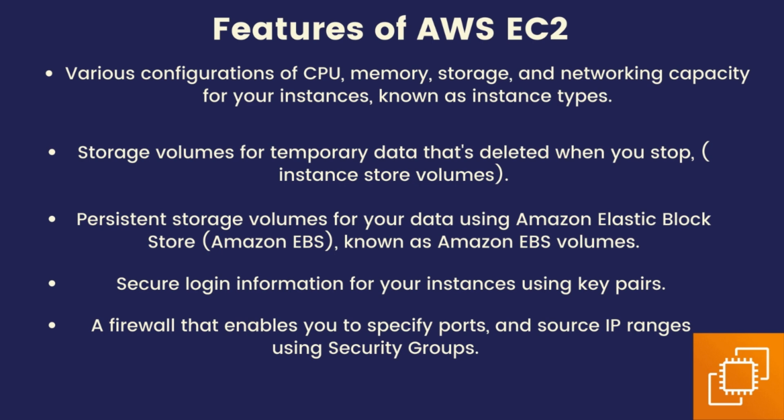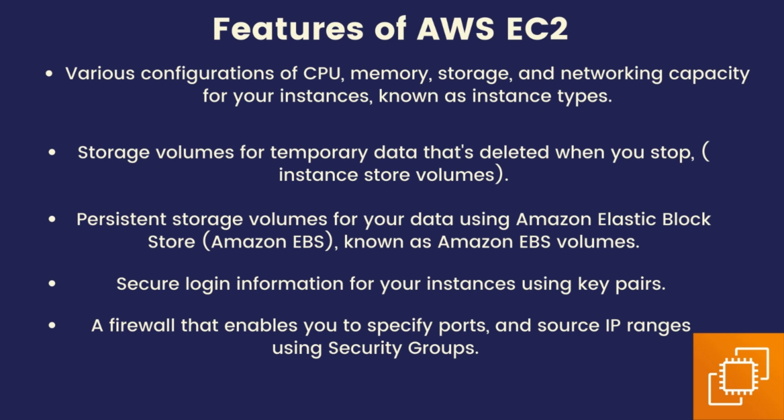Now let's look into the features of Amazon EC2. So various configurations like CPU, memory, storage, and networking capacity are available for your instances, and these are known as instance types. Instance types in AWS EC2 basically refer to the various configurations, and there are different types of instances that you can select from when you are launching your EC2 instance. There is a wide variety of instance types available, and each is optimized for different types of workloads and your requirements.